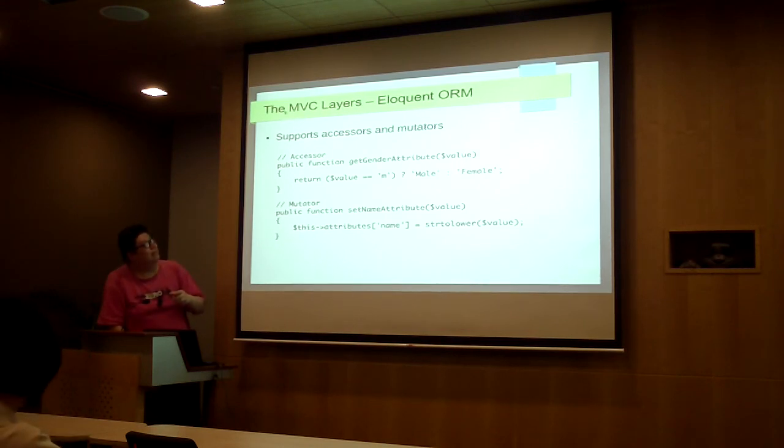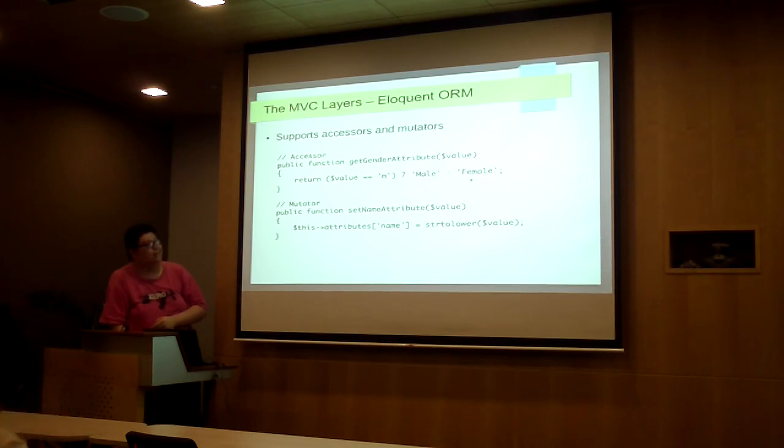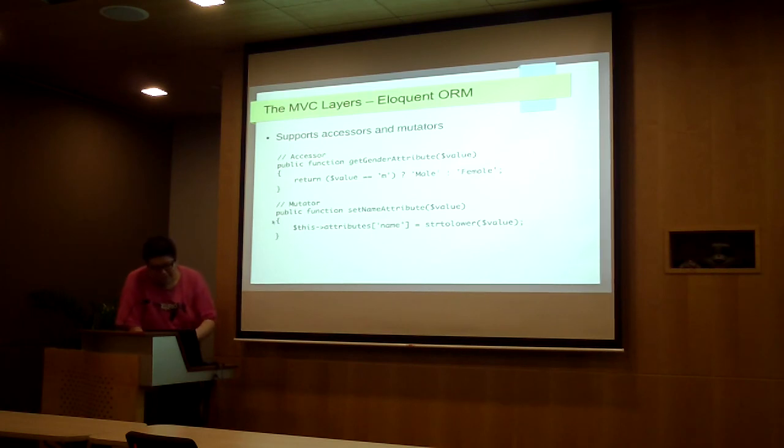So what the accessor can do here is, when you declare an accessor on a column, the current value is passed here, and you can use it to transform the current value into a readable output for your pages. And a mutator is just the opposite. It's something that is triggered when you try to set the data before it saves to a database. It's just the opposite. So for Eloquent, that's about it.